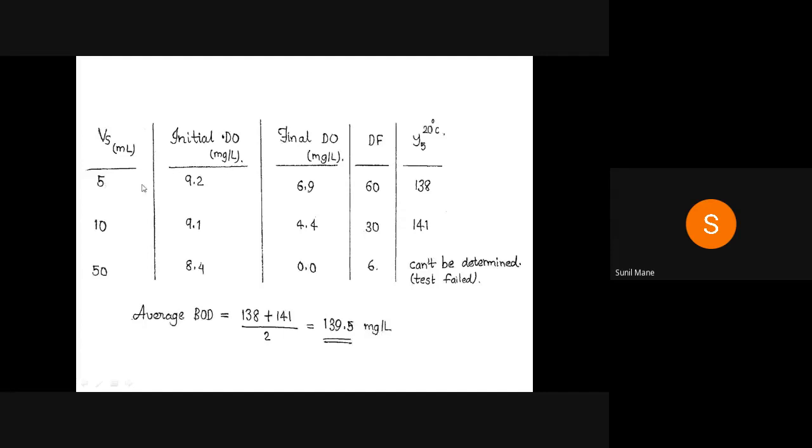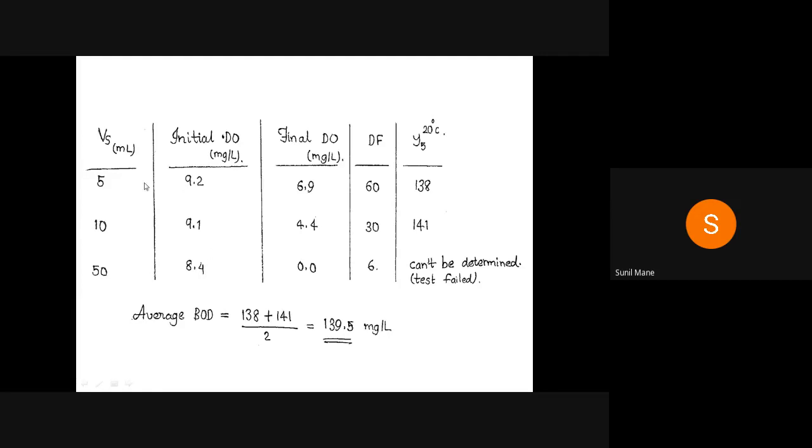Okay, so in this manner we are getting these results. After adding 5 ml, this is the dissolved oxygen of the mix. After adding 10 ml, this is the dissolved oxygen of the mix. After adding 50 ml, this is the dissolved oxygen of the mix. This is the observation on zero day. The initial dissolved oxygen we are getting is 9.2, 9.1, 8.4 for these combinations, for addition of 5, 10, and 50 ml of sewage.